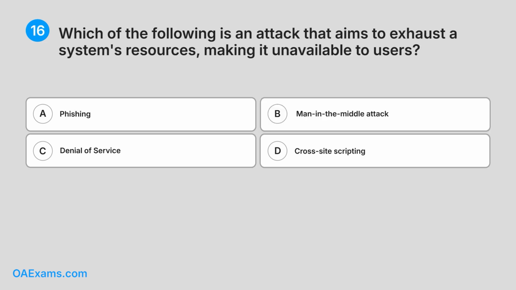16. Which of the following is an attack that aims to exhaust a system's resources, making it unavailable to users? A. Phishing. B. Man-in-the-middle attack. C. Denial of service. D. Cross-site scripting. What do you think is the answer?